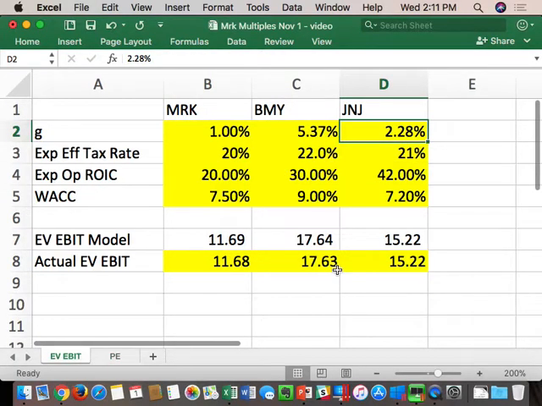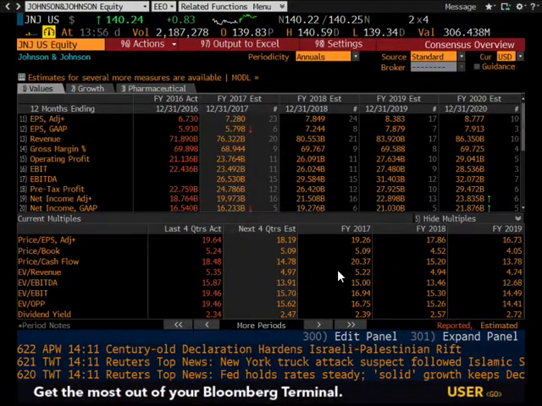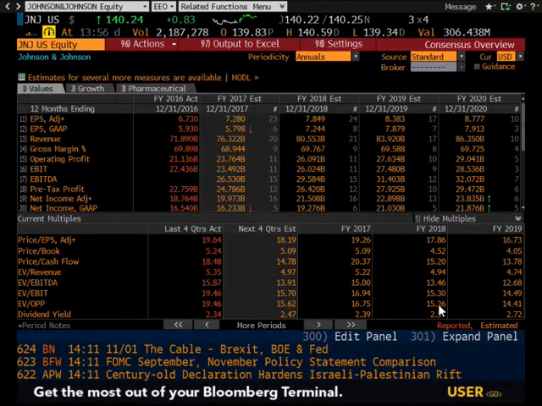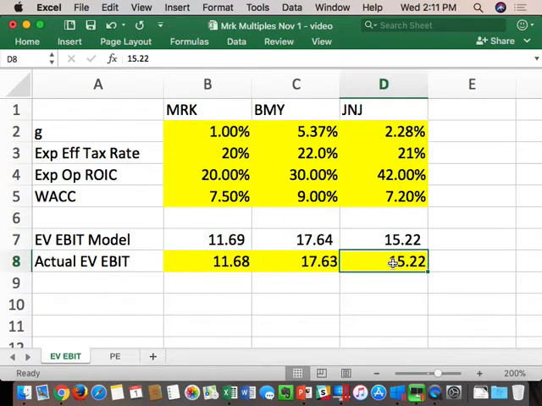In terms of the EV to EBIT, 2018 is 15.26. So basically, what, 2.29 maybe? So that really didn't change. So I just wanted to update the data to be more current for today.